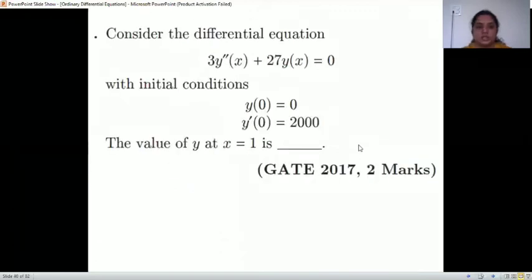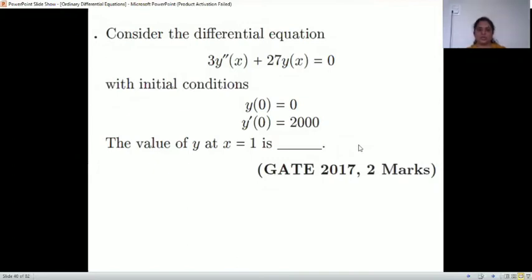Okay, next question is, consider the differential equation 3y double dash plus 27y is equal to 0 with initial conditions y of 0 is 0 and y dash of 0 is 2000. Then the value of y at x is equal to 1 is. This was asked in GATE 2017 for 2 marks. And the type of the equation is LDE with constant coefficient. So it is like 3D square plus 27y is equal to 0.